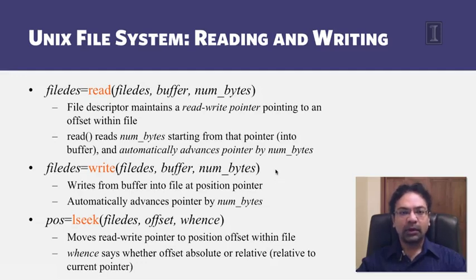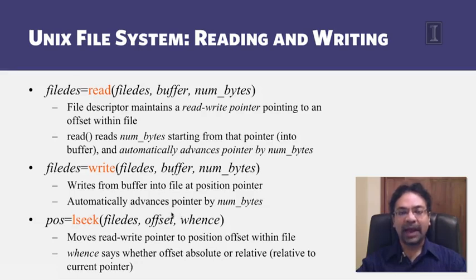Now, the read-write pointer is kind of convenient because processes do not need to deal with explicitly saying where you are in the file, but sometimes you may need to do so. You may need to actually relocate your file descriptor's read-write pointer in a file, and that's where lseek comes into play. With lseek, you can take a file descriptor and say that you want it to point to a particular offset within a file. So this resets the read-write pointer to that offset within a file.